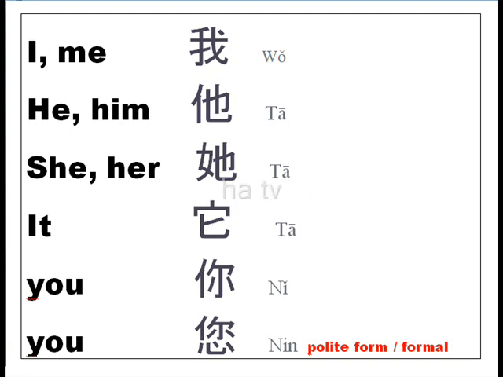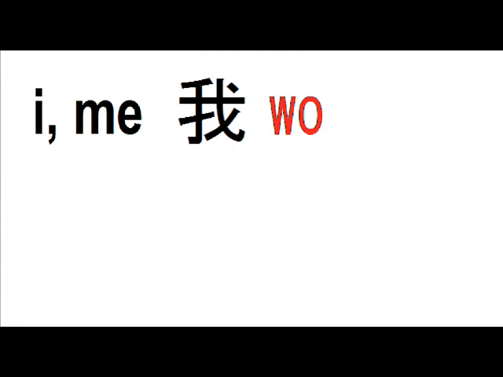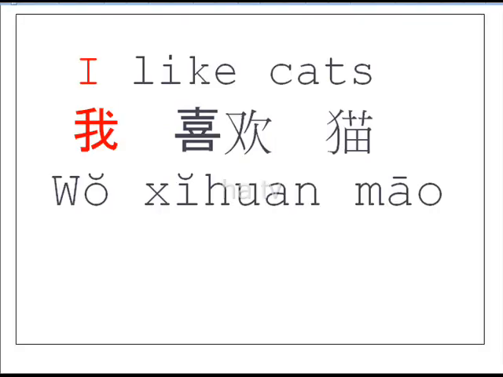Now, we need to go through this list to look at how they are all used. We give some examples. The first person singular is I or me, which means 我 in Chinese. It is easy because it works the same as in English. I give you an example. I like cats. 我喜欢猫 means I like cat. I, 我; like, 喜欢; cat, 猫. 我喜欢猫.